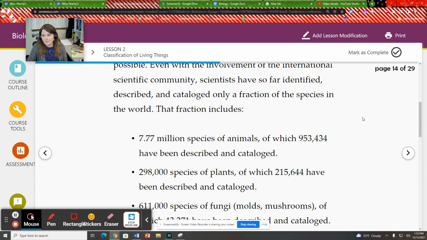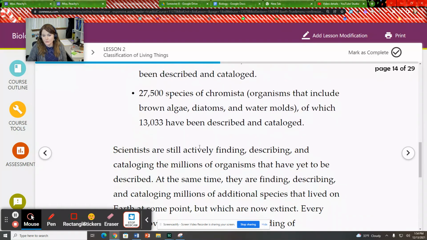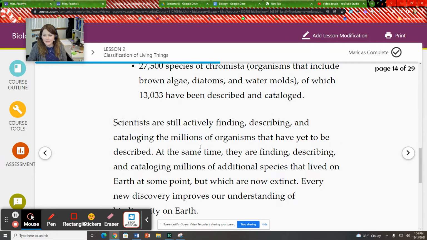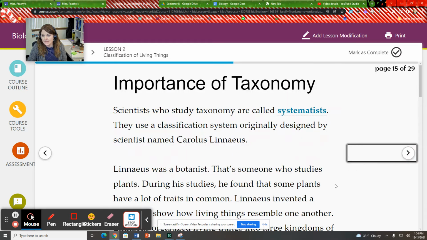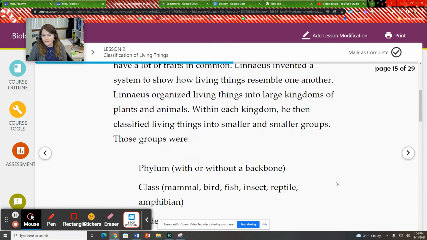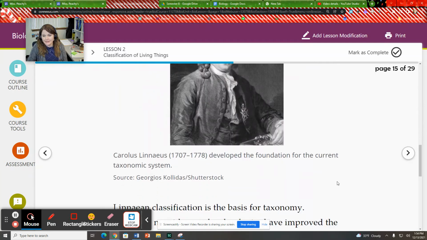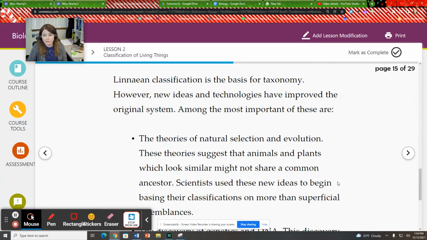It talks a little bit about how we've identified and cataloged species. Only about a fraction of the species of organisms on Earth have been categorized. And it talks a little bit about those organisms here. It says scientists are still finding and describing different organisms. We certainly haven't identified everything on Earth at this point, and we continue to add things and change things as we discover new information.